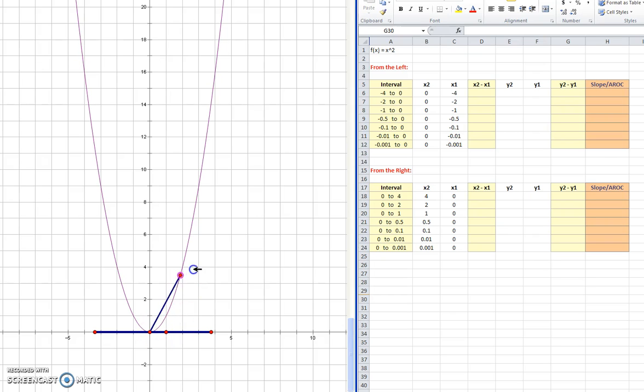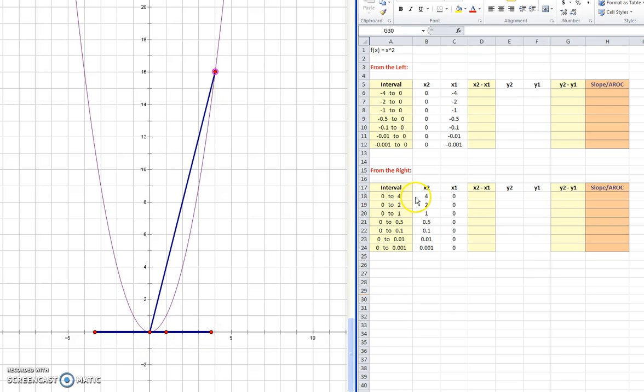Okay, so from the right-hand side of the parabola, where was I? I was right here. This is the right-hand side of the parabola. We're going to use Excel to calculate all of your AROCs. Then we could always switch to the other side and do it from the left-hand side, and you should get the same answers. Your IROC should be the same on either side. Why don't we start off from the right? We were talking about the interval from 0 to 4.